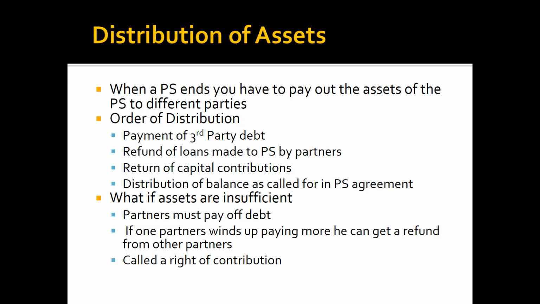If assets are insufficient, then the partners pay off the outside debt. If one partner winds up paying more, he can get a refund from the other partners and he can get money from them. It's called the right of contribution.